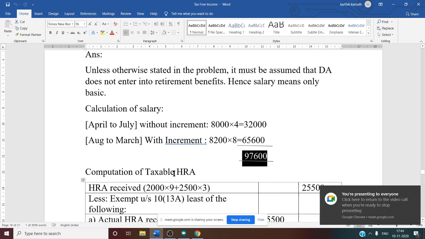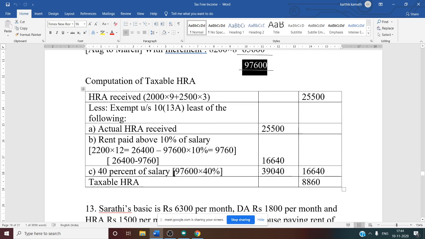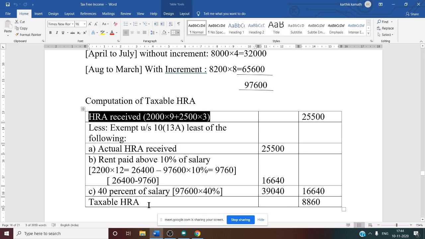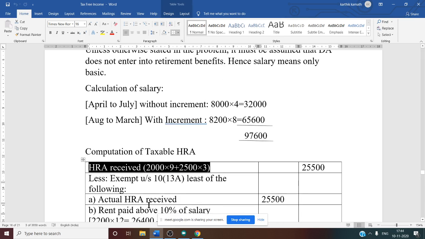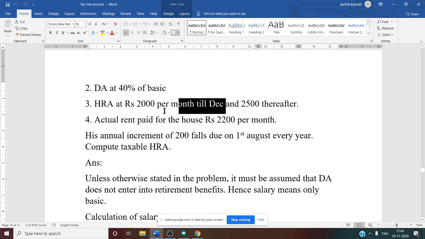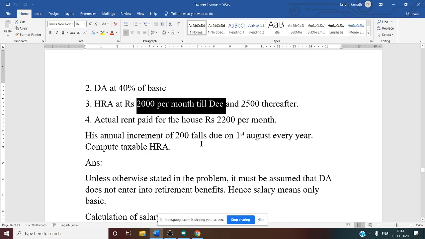So let us calculate HRA, computation of taxable HRA, house rent allowance or HRA received. If you see the question, for the first 9 months, that is till December, he is receiving the HRA 2,000 per month. So that is from April to December. So you have to do 2,000 into 9 because there are 9 months.